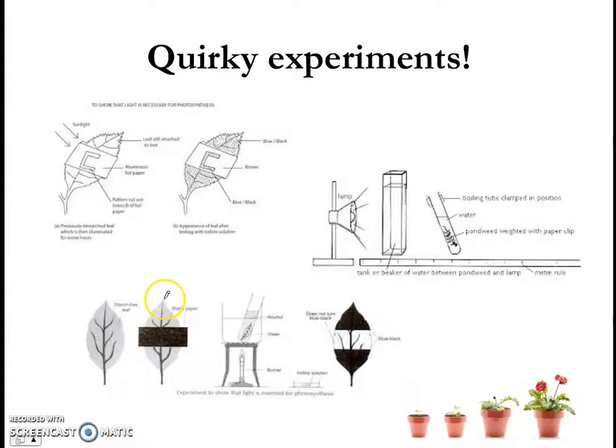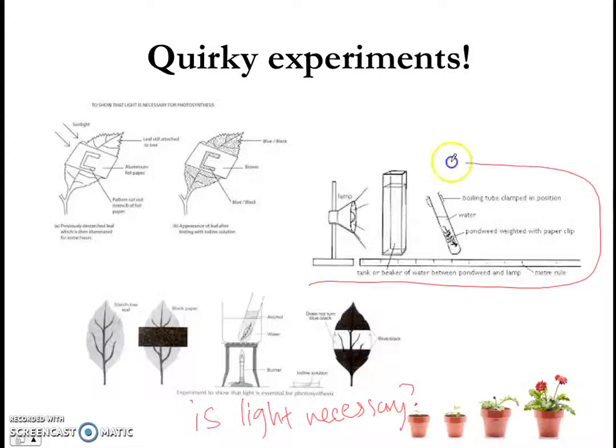Anyway, in the last lesson, we looked at some quirky experiments, right? For example, this experiment here where we cover part of the leaf with a black piece of paper to find out is light necessary for photosynthesis, right? Here there's no light and here there is light. Well, in this video, we're going to look at a slightly different type of experiment, which is over here.